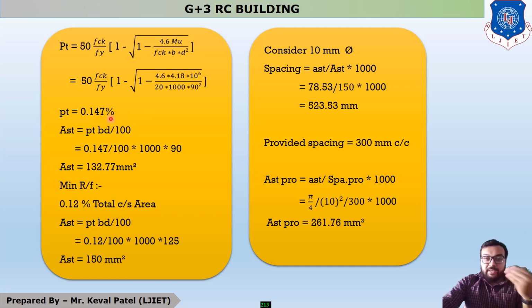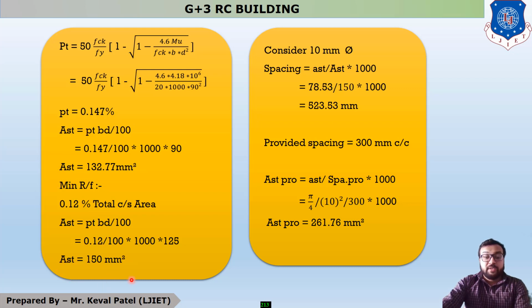After finding out the PT, the next step is to find out AST. So the equation of AST is PT bd upon 100. So students, after putting all this value, your answer is 132.77 mm square. But again, as per IS code provision, your minimum steel is 150 mm square, which was calculated in the slide ahead. So it is 150 mm square.